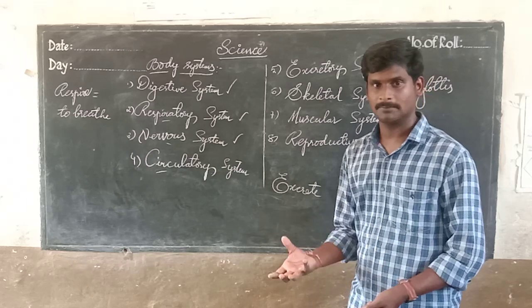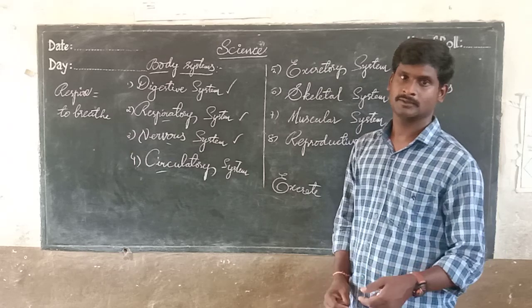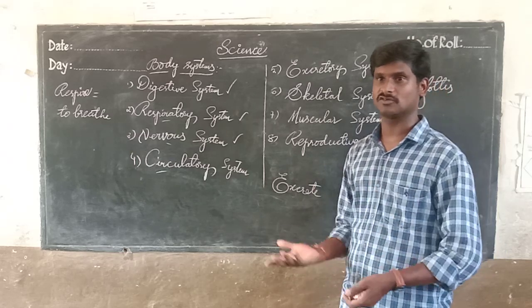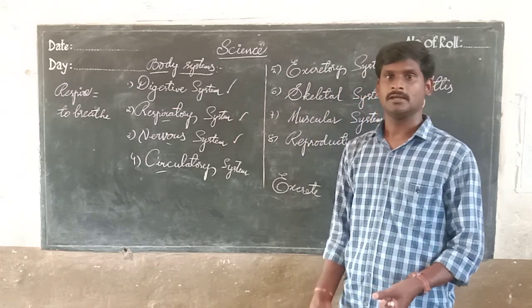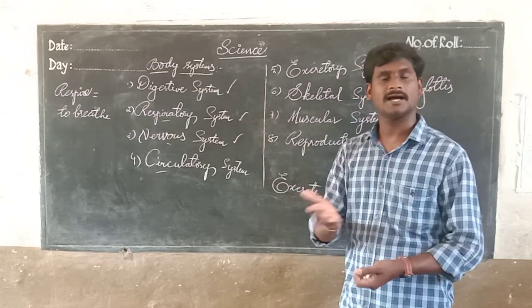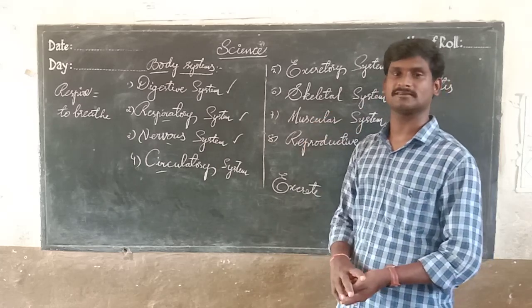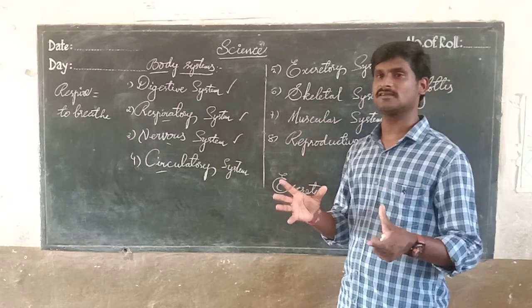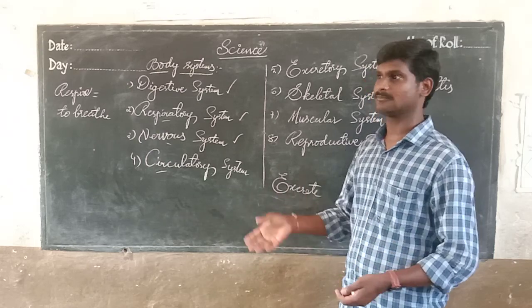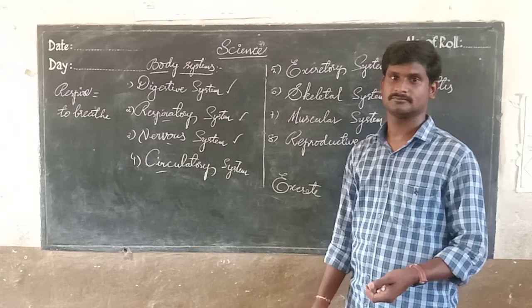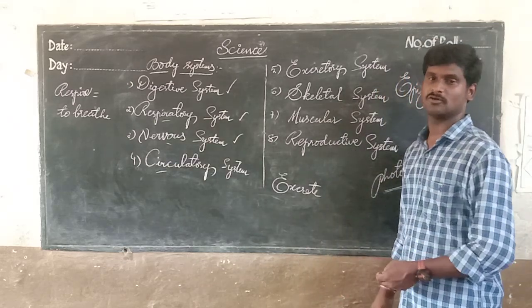They filter the blood, and it is sent back to the heart, and the unnecessary waste particles are sent outside. We know that sweat comes outside, urine comes outside, dung also comes outside, and tears also come outside. These are some waste products, and they are all sent outside by the excretory system.